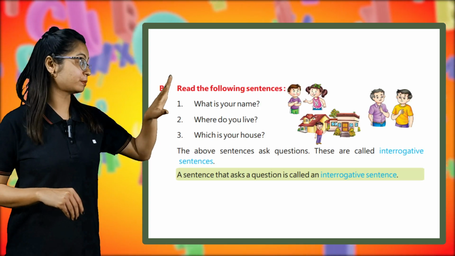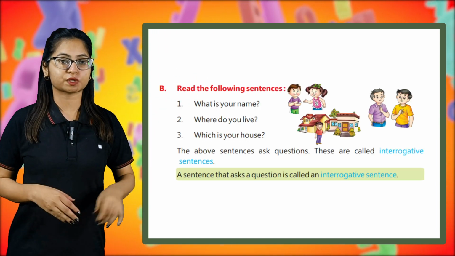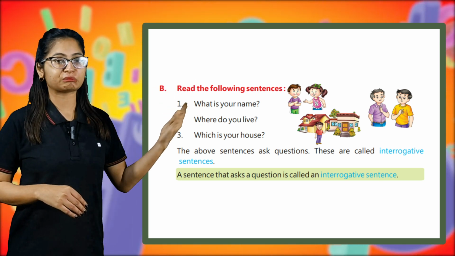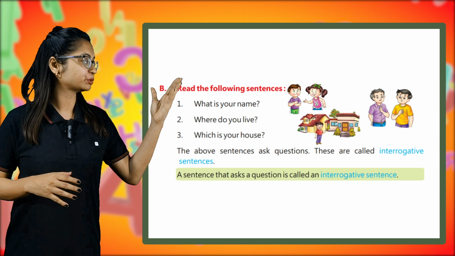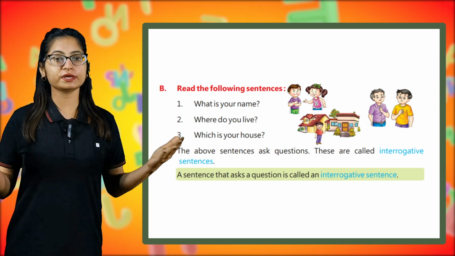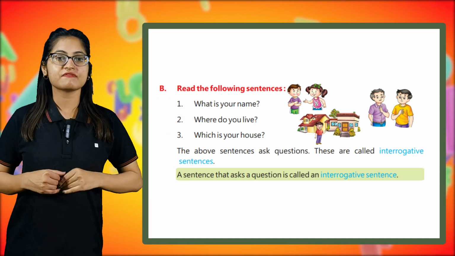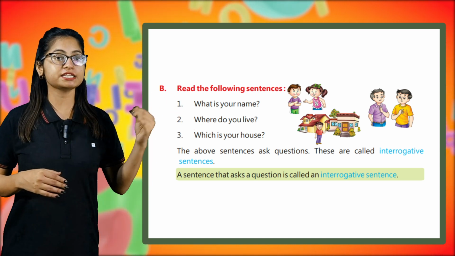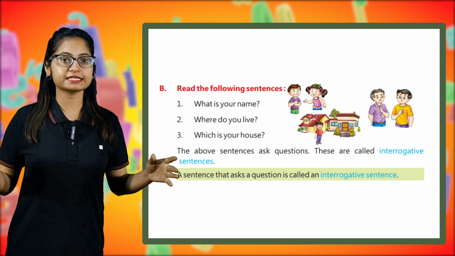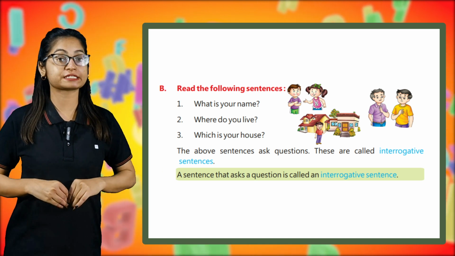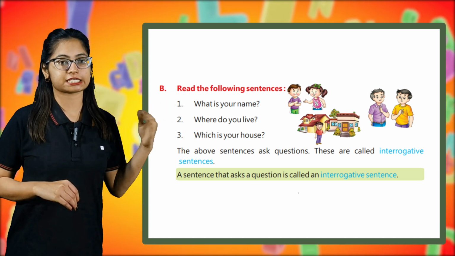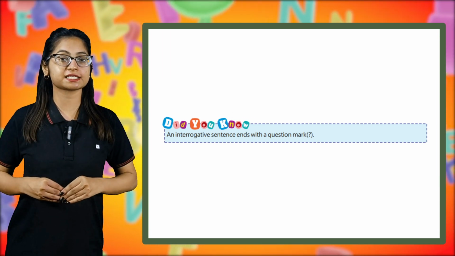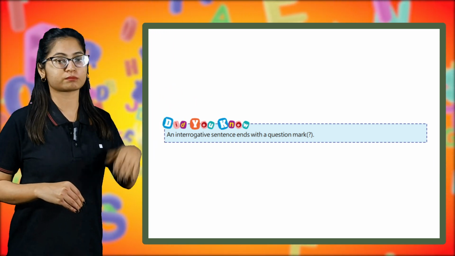Now let's move to part B. Read the following sentences. What is your name? Where do you live? Which is your house? The above sentences ask questions. These are interrogative sentences. A sentence that asks a question is called an interrogative sentence. Did you know interrogative sentences end with a question mark?